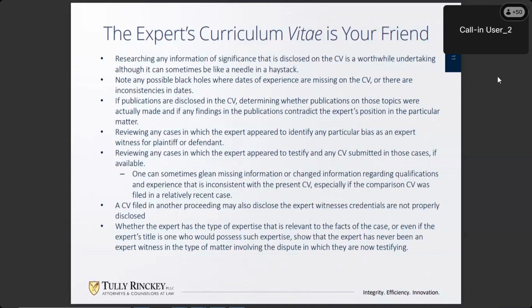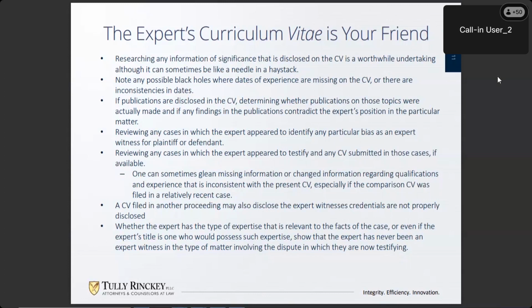So I believe that the curriculum vitae is always your friend. I've found a lot of interesting details that can be used to raise issues about the credibility and the bias of an expert on cross-examination, just through going through the curriculum vitae in detail and conducting research.